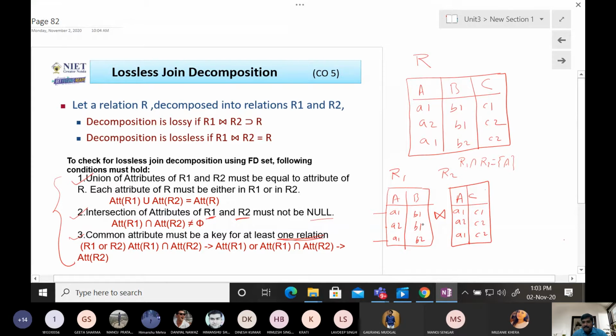And same thing is here. Here also, for these two tuples, they agree on their A values but do not agree on their C value. It means that A does not determine C. So here A is neither the candidate key of R1 nor the candidate key of R2, which means the third condition is not satisfied. So this decomposition is not a lossless decomposition.